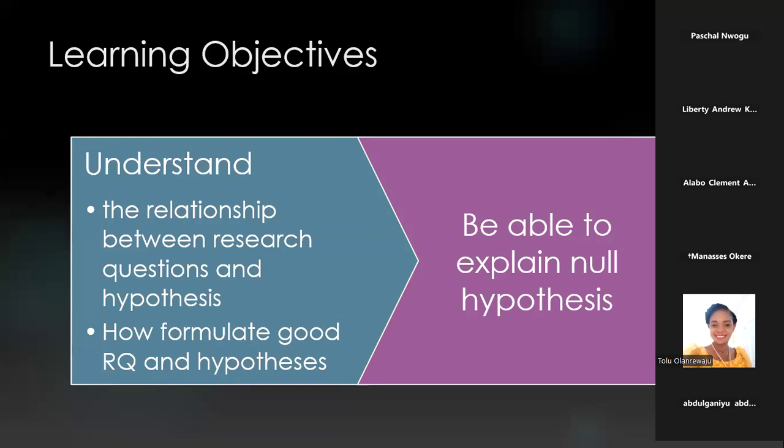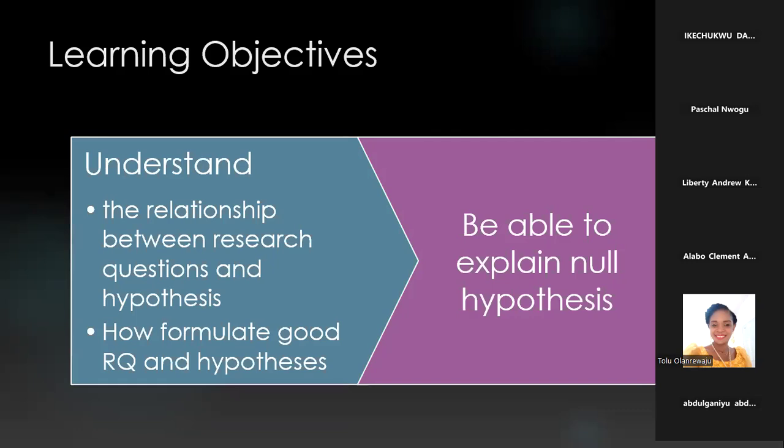Remember, we have talked about proposition, we have talked about construct, and we have also talked about hypothesis before. Your proposition leads to your hypothesis. Okay, but at times your proposition could remain a proposition and never be taken forward to hypothesis. That's also possible. But today we're going to look at research question and hypothesis.